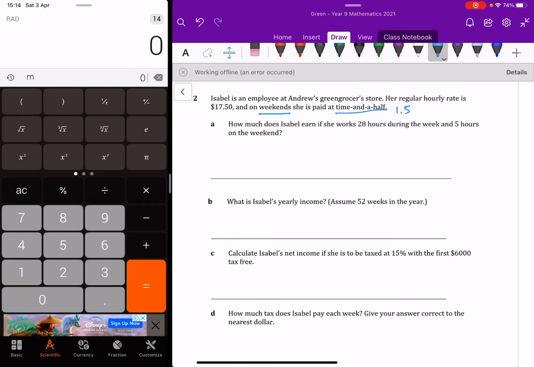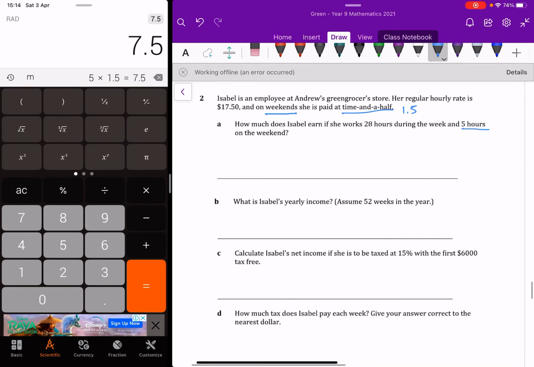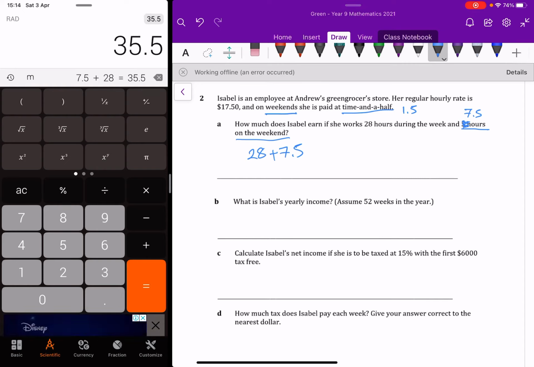So what we do is those 5 hours that she works, because she gets paid time and a half, I'm going to times that by 1.5. So those 5 hours, because she's getting paid time and a half, it's kind of like her working 7.5 normal hours. So in total, she works 28 hours and then 7.5 bonus hours. So she works 35.5 hours, and we're going to times that by her $17.50 to work out her weekly wage.